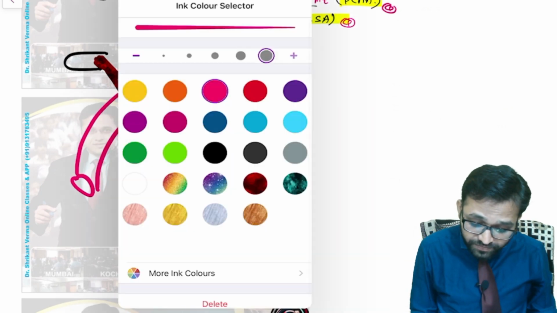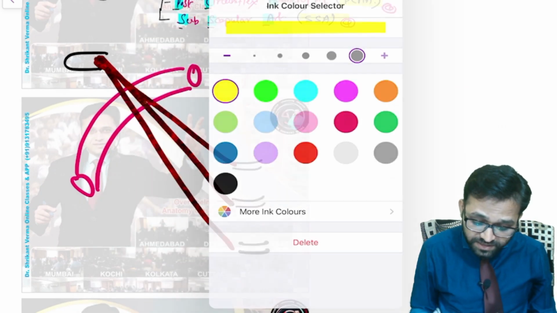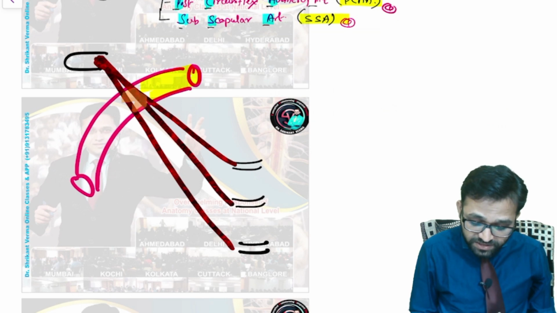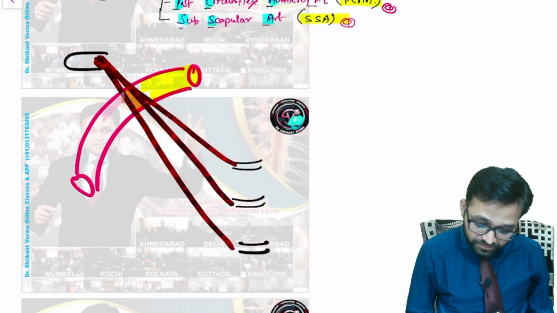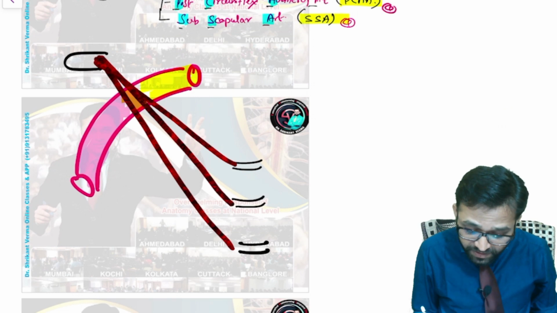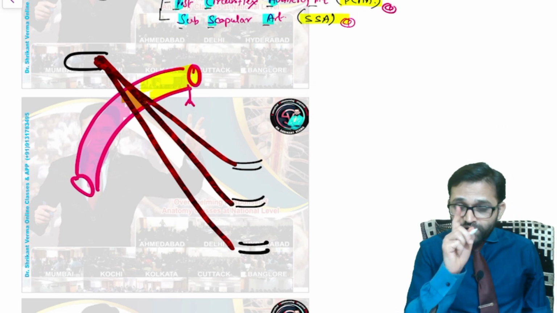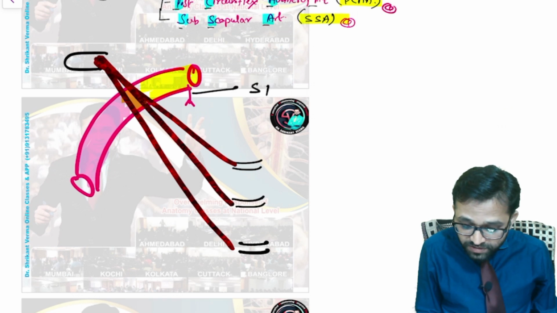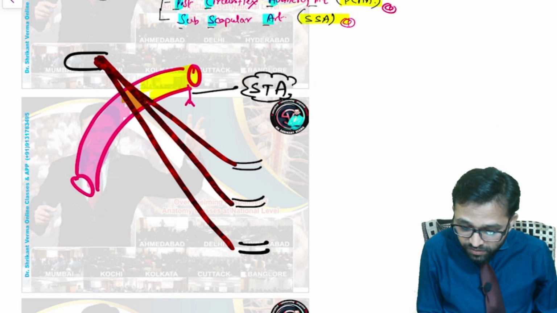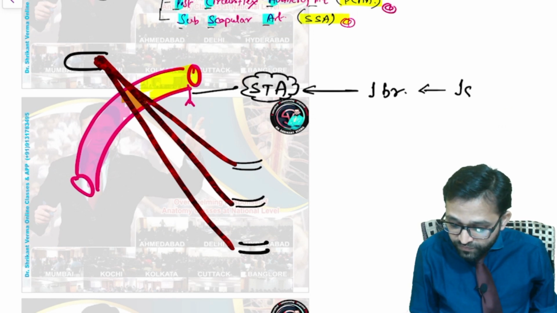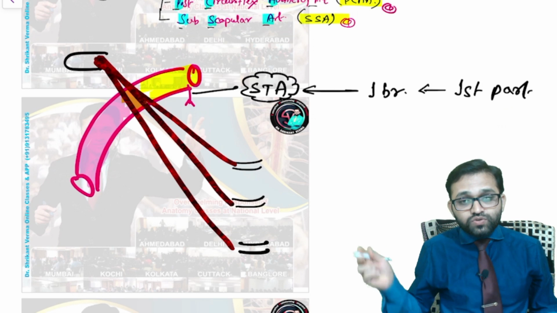So you know the first part, this is our first part, this posterior side is the second part, and remaining is our third part. The first part is giving the branch to the thorax from above, the superior thoracic artery, only one branch. So this is our SATA, one branch from the first part, so easy.